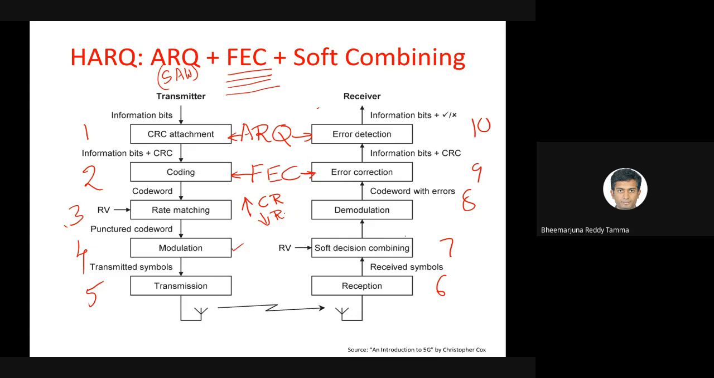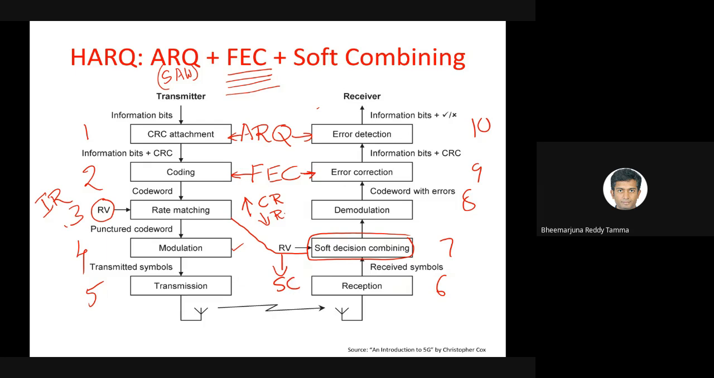And anyway, you can see it here, the soft combining. So that is responsible for soft combining. It is not shown, but you can also say that the RV that you are giving as input to the rate matching is also part of soft combining, because as I was mentioning, we are using the IR. So that way you can say that both these two modules do the soft combining.